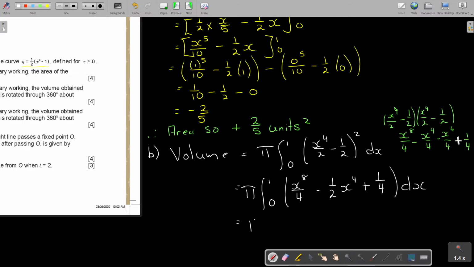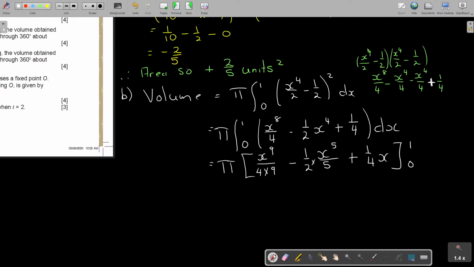So now I'm going to integrate. Remember, this is plus 1, so it's x to the power 9 over 4 times 9, minus a half, then it's x to the power 5, and multiply, and there's the 5. And then this one is just getting an x, between 1 and 0. And then it's pi, and it's going to be x to the power of 9 over 36 minus x to the power of 5 over 10 plus x over 4, if I want to put all the x's on top.